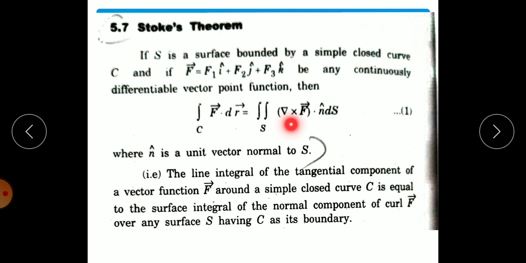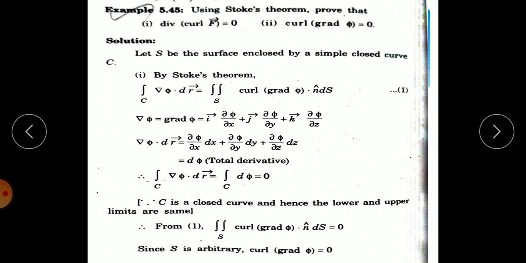Here del cross F vector is basically the curl, and n cap is the unit normal vector to the surface S, which we know very well. So this is the Stokes theorem definition. Now we are going to see the problems in the Stokes theorem.